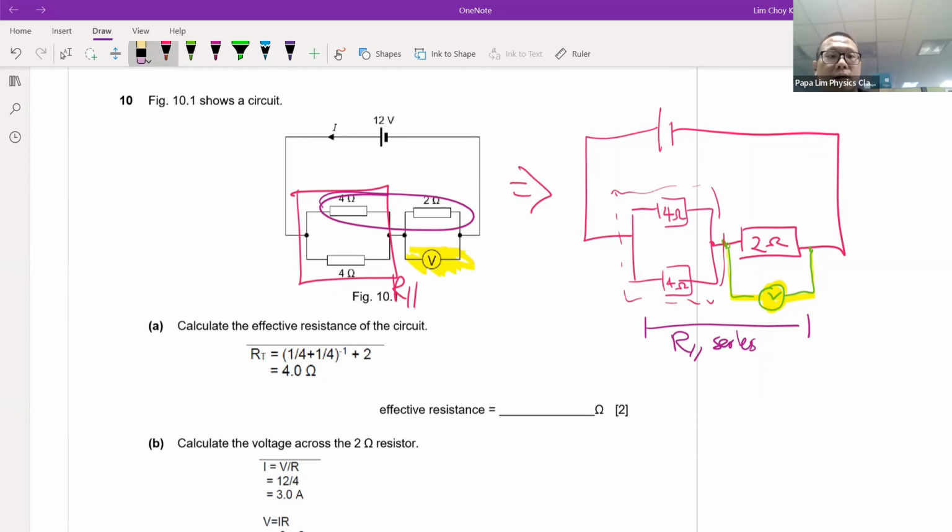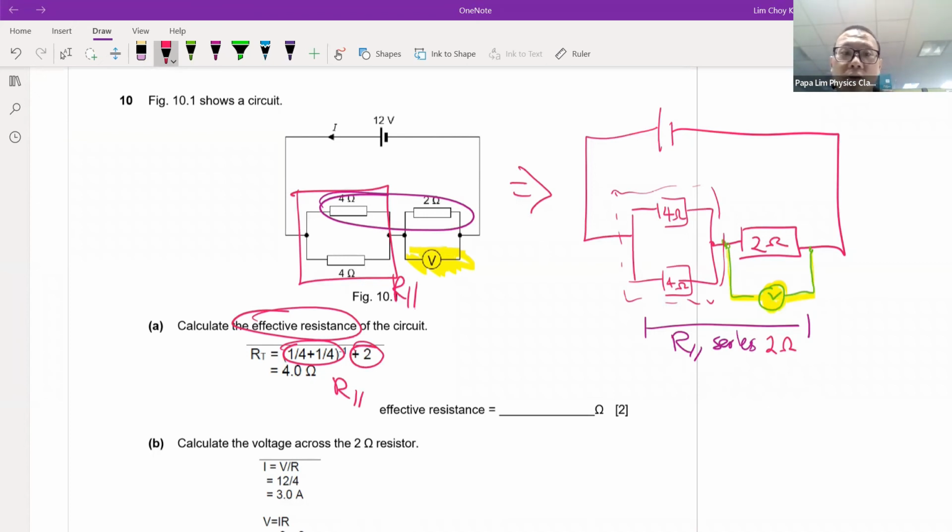Okay, so it's not that there are 2 parallel circuits here. There's only 1 parallel circuit, which is in series with the 2 ohm. That's why, if you look at effective resistance, it's actually the R parallel. You look at the formula, then followed by in series with the 2 ohm, so you just add them together.